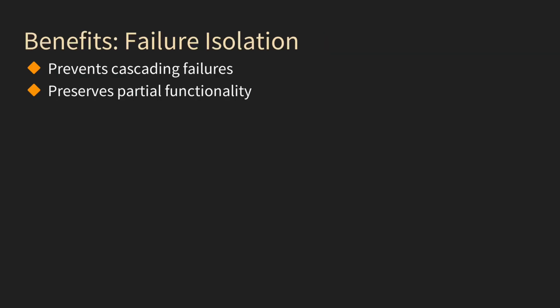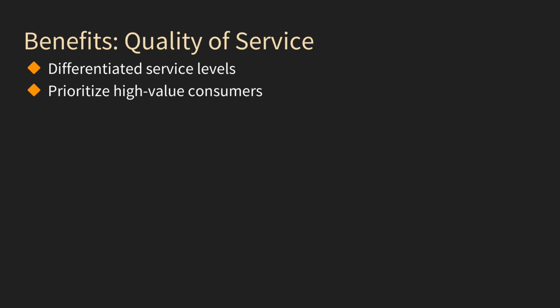The bulkhead pattern isolates consumers and services from cascading failures. It preserves partial functionality during failures, maintaining a better user experience. It enables differentiated quality of service. High-priority consumers can use higher capacity or more resilient service instances.